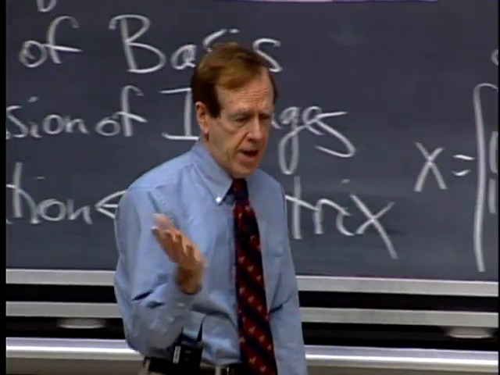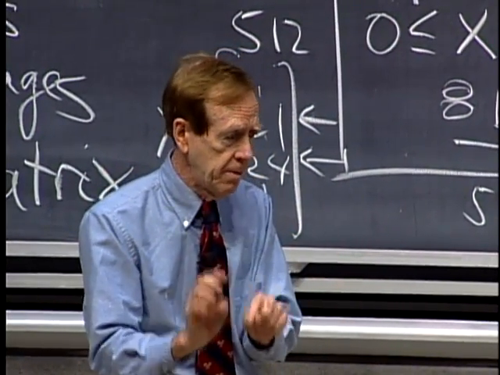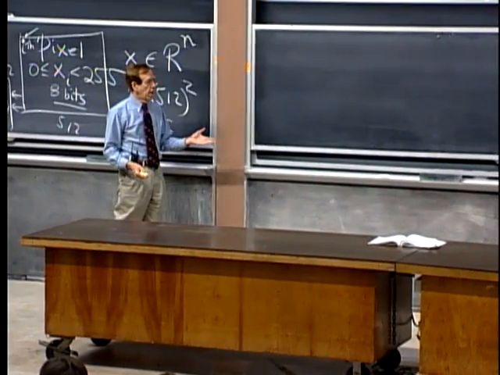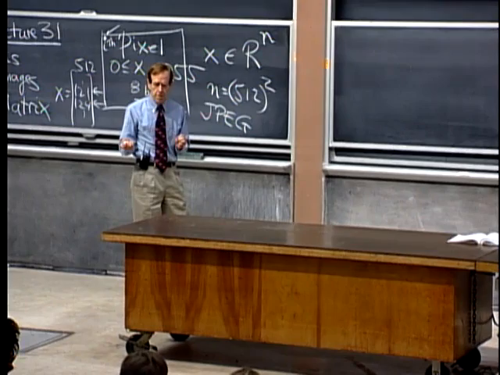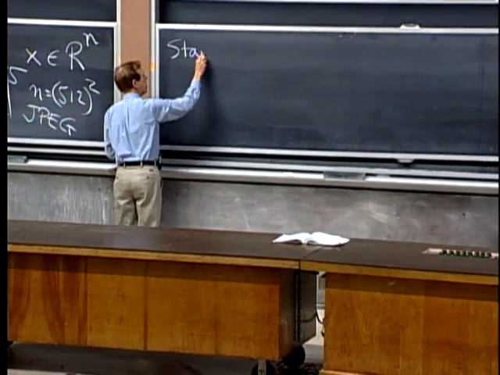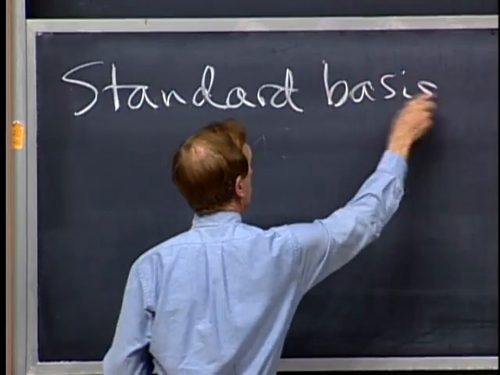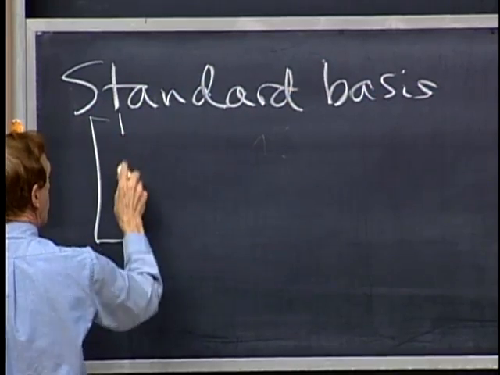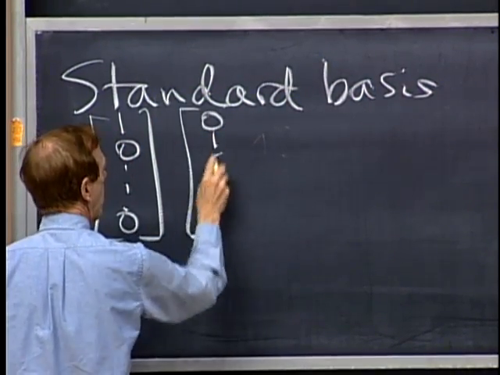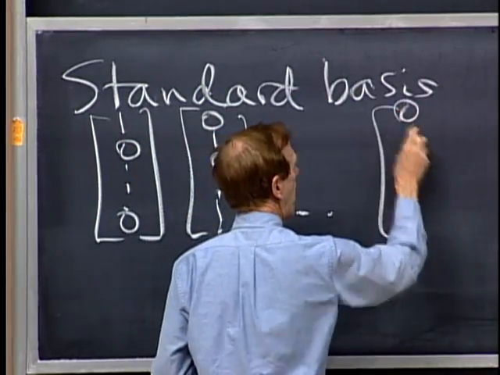Well, one vector that would be extremely nice to include in the basis would be a vector of all ones. That's not in our standard basis. So let me just write again. The standard basis is our 1 and all the rest zeros, 0, 1 and all the rest zeros. Everybody knows what the standard basis is.